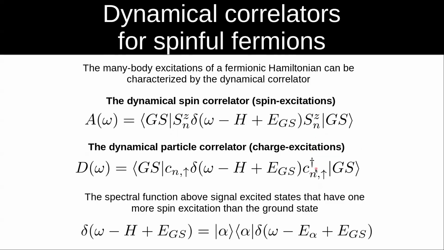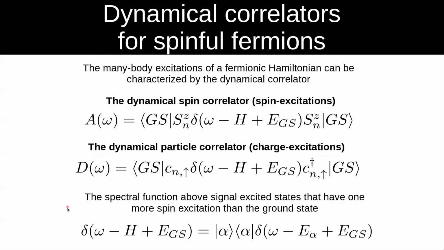So instead of putting a spin operator over here, you put a charge operator over there, a particle operator over there, and then the Hermitian conjugate over here. And then this allows you to see the dynamical particle correlator. One way of thinking about these two quantities is that this is the many-body generalization of the density of states. So if you had a single particle system, this would simply be the density of states, whereas this is the spin structure factor. This effectively allows you to see spin 1 excitations in the system.